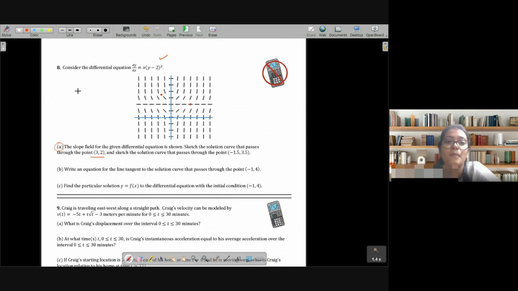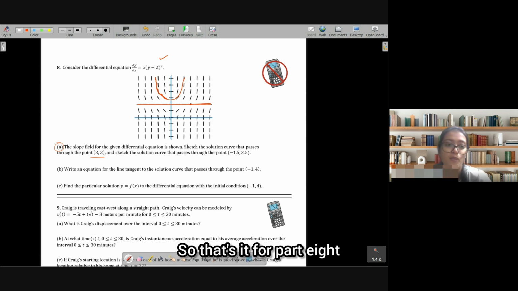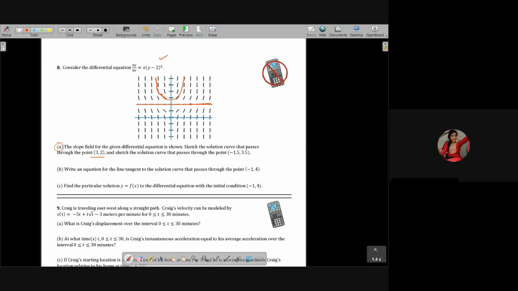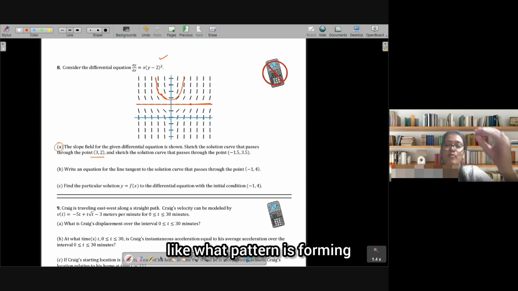Okay. So this part is actually very easy when you have to sketch the solution curve. See, at 3, 2, this is a straight line that is passing, and this is the straight line. And at negative 1.5, 3.5, here it is like this. So that's it for part A. So you just have to identify the pattern, like what pattern is forming.